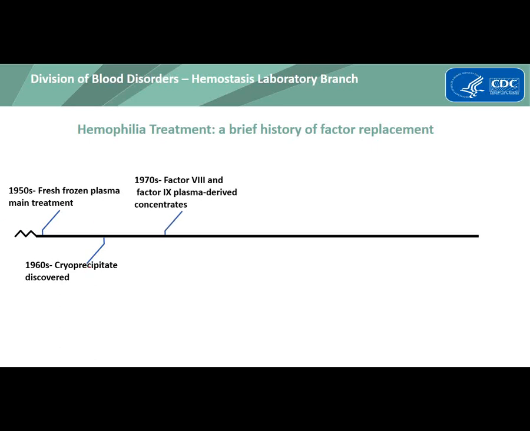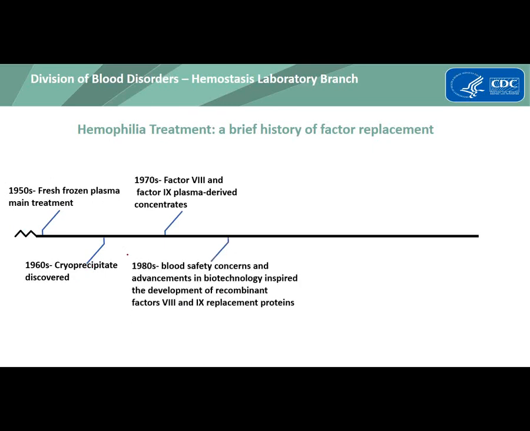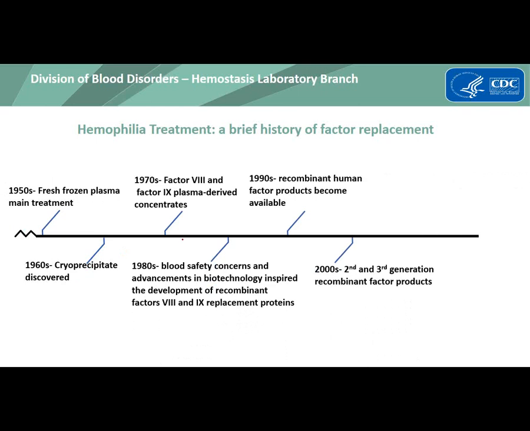Then in the 1970s, factor VIII and factor IX plasma-derived concentrates became available. And these were good because patients could administer product themselves and they could do so at home. Then in the 1980s, blood safety concerns and advancements in biotechnology together inspired the development of recombinant factors VIII and IX replacement proteins, the first generation of which became available in the 1990s. And then shortly thereafter, in the 2000s, second and third generation products became available.